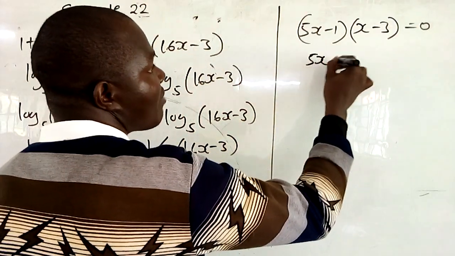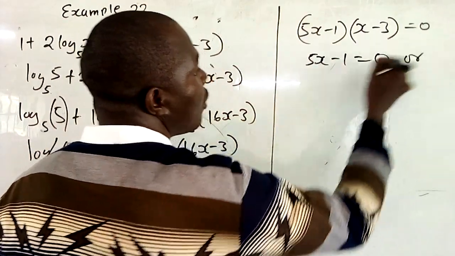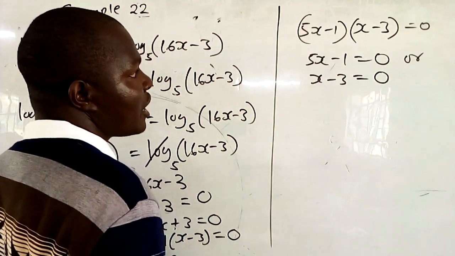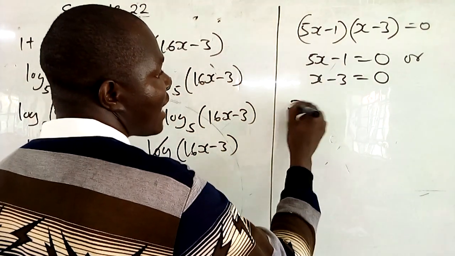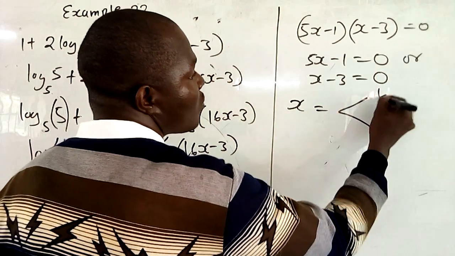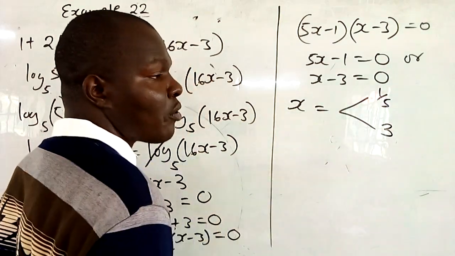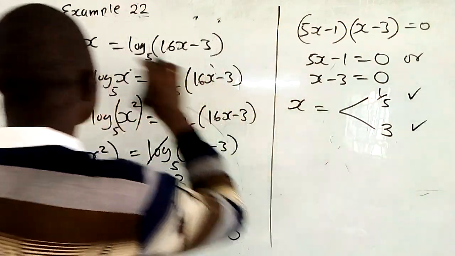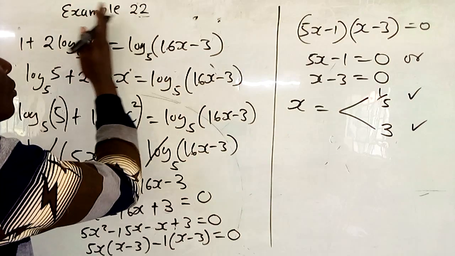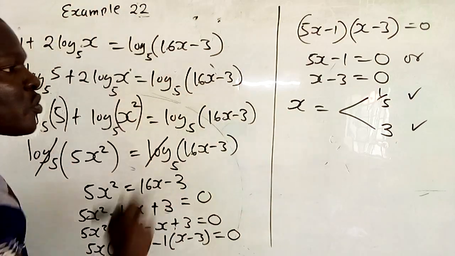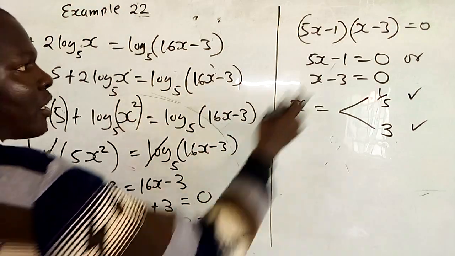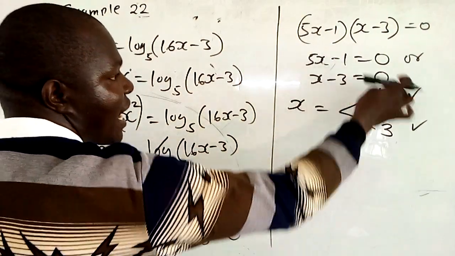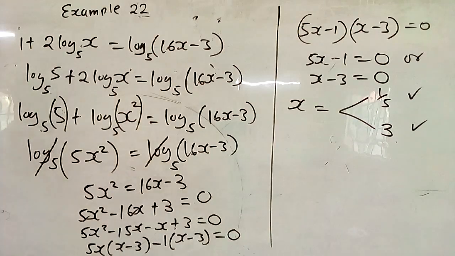So here we have 5x minus 1 is equal to 0, or x minus 3 is equal to 0. If you solve this, x is either 1 over 5 or 3. If both of them are positive, then both of them are the right values, because this log was not in absolute value, so it means the value of x must be positive. Are we together? If you solve this, 1 goes to the other side, 5x is equal to 1, meaning x is 1 over 5. Yes, x is equal to 3. Are we together?